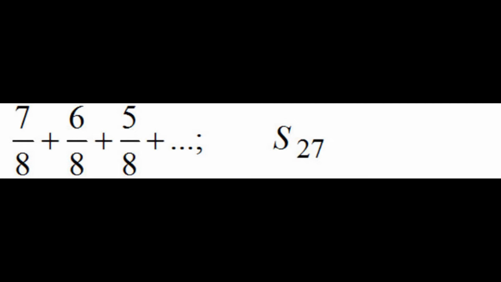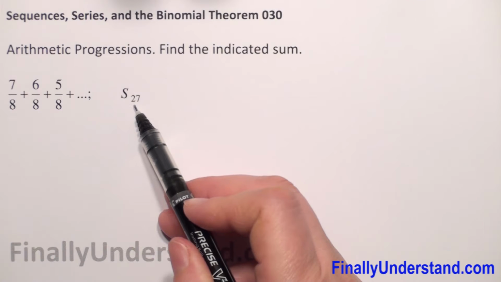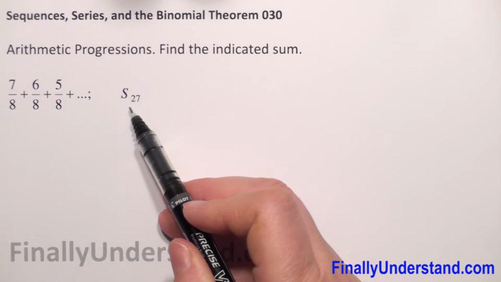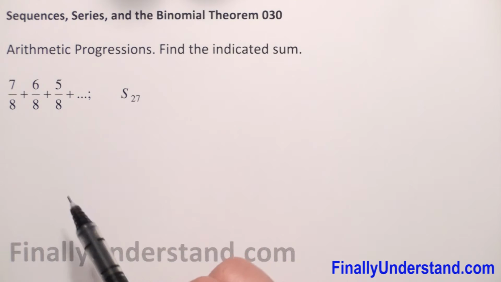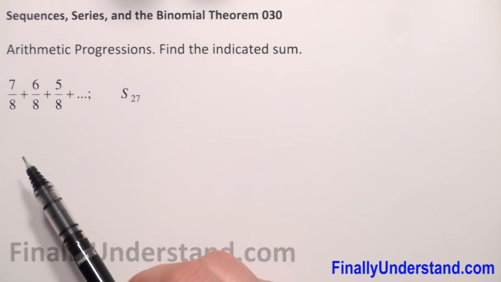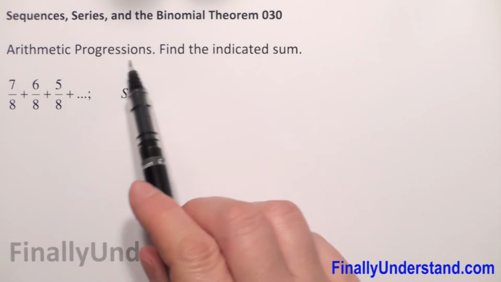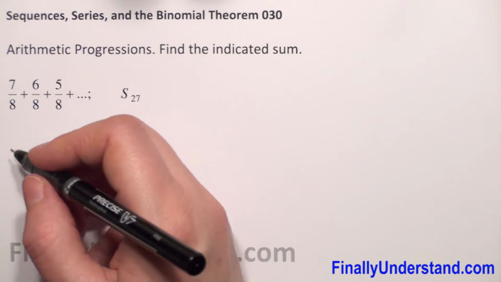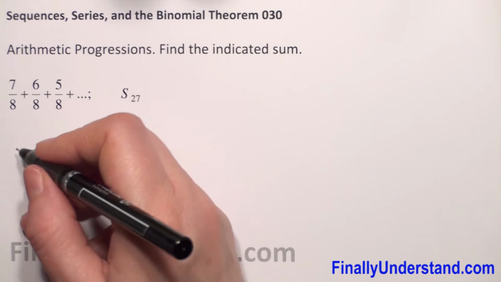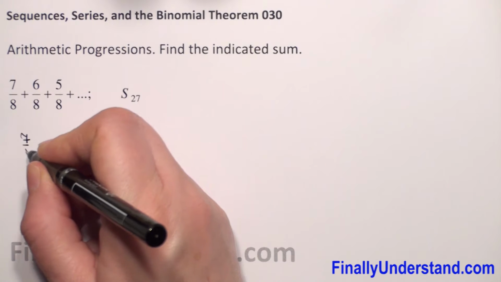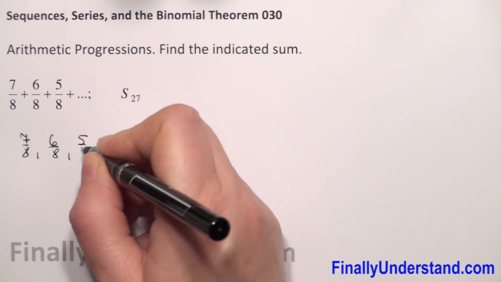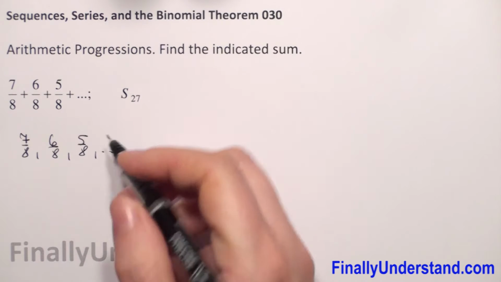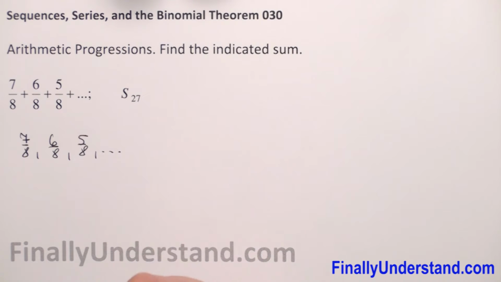We have to find in this example the sum of the first 27 terms of the given series. And we know that we have here an arithmetic progression. So we can rewrite these terms as 7 over 8, 6 over 8, 5 over 8, and so on. This is an arithmetic progression.